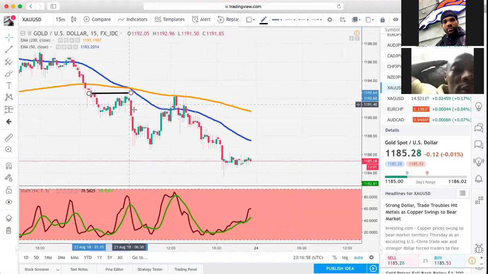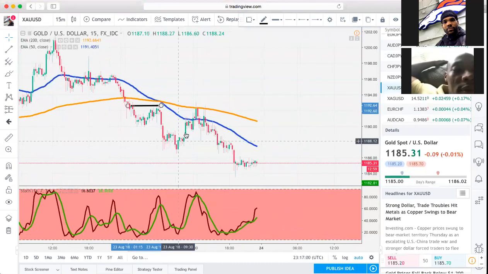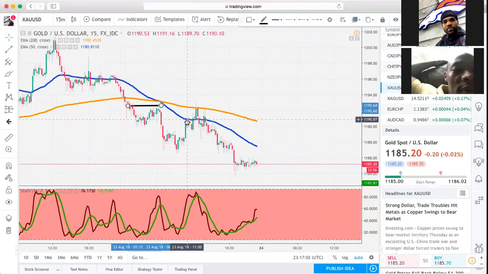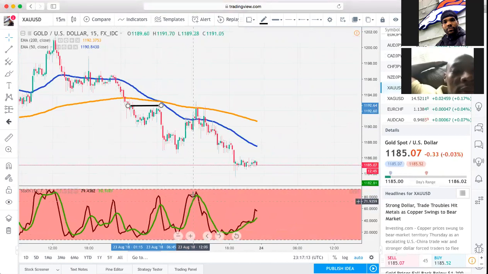Now, after my TP smash, oh, the market's going back up. It looks like it wants to retest the 50 again. That's when I bring the stochastic into play. I want to make sure it's overbought. I want to make sure not just the black line. You don't want to see just the black line. You want to see both of the lines up there. You want to see the green and the black.